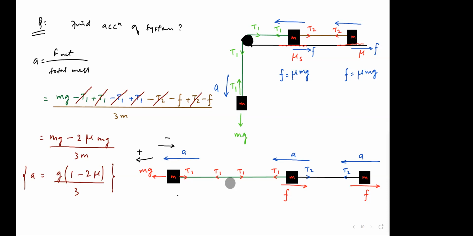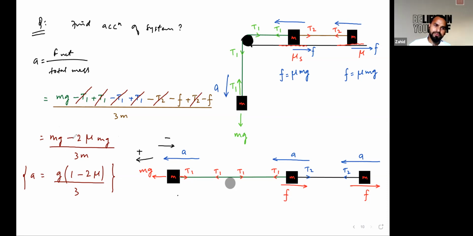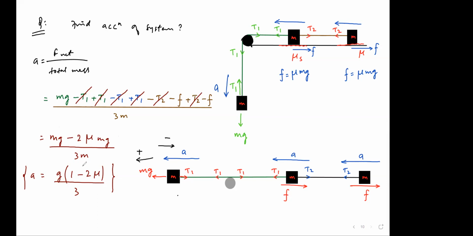Suppose if you take out common mg from the numerator, you will be left with 1 minus 2 mu in bracket divided by 3m. So this m and this m would cancel out. So you're left with g bracket 1 minus 2 times mu over 3. Is it clear, Hamza? Yes, sir. Okay. Khalid, is it clear?